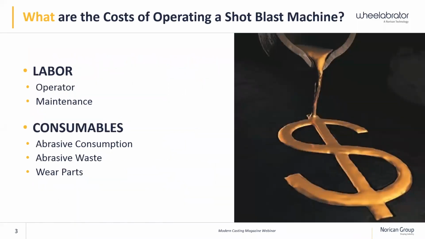On the costs, I've broken them down into two sectors: labor and consumables. Under labor, it's the obvious things: the operator to run the machine, and maintenance, keeping the machine up and running. Under consumables, I've broken it down into abrasive consumption, which we'll really get into today and is probably the highest cost for operating a shot blast machine. Then abrasive waste and the wear parts that go along with maintaining your machine.